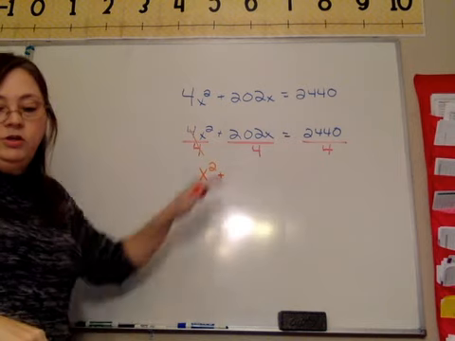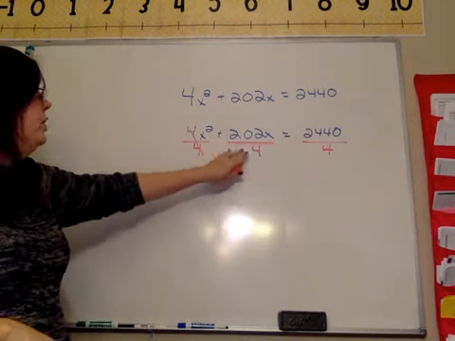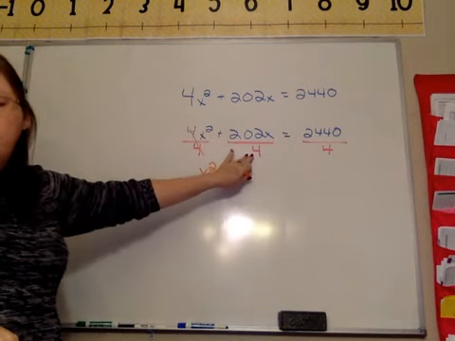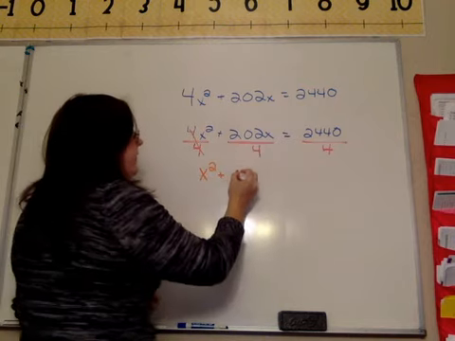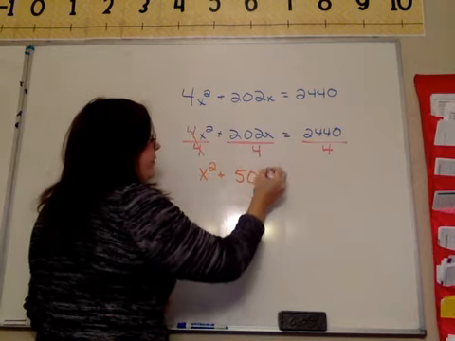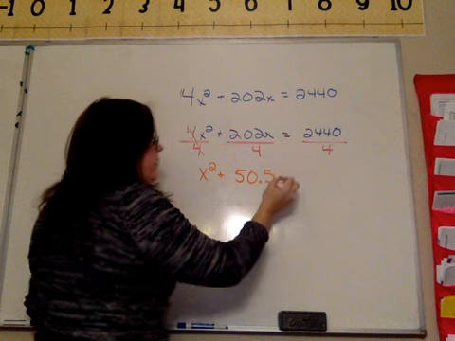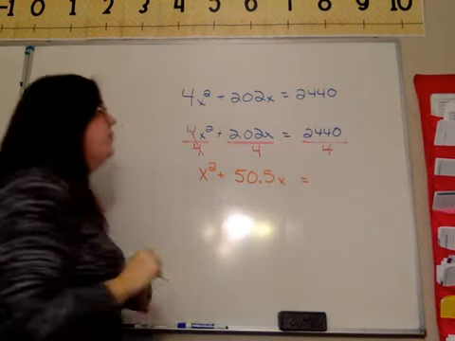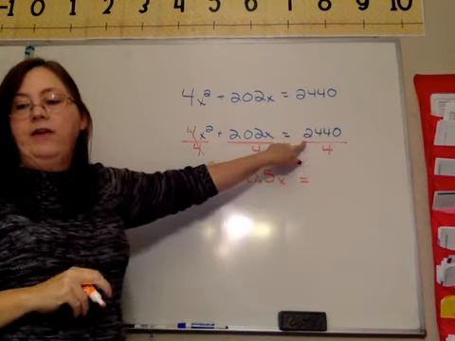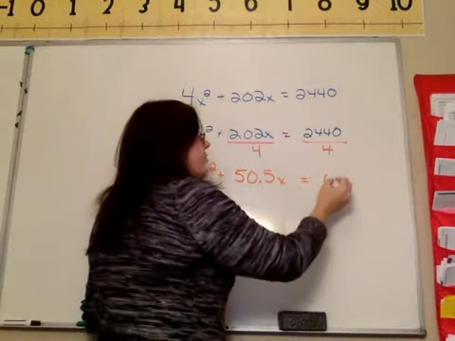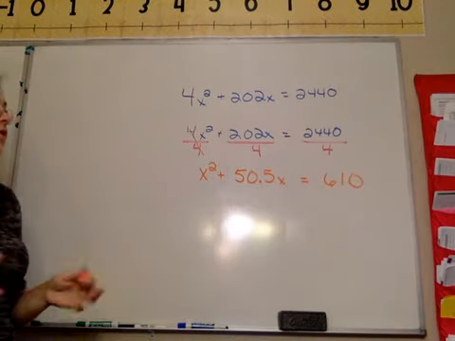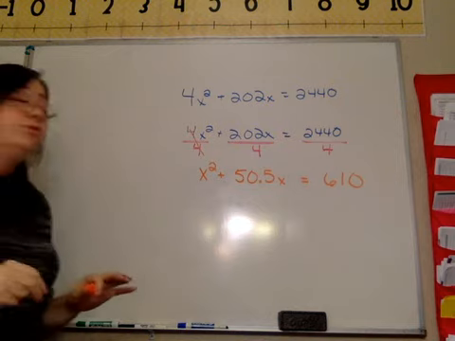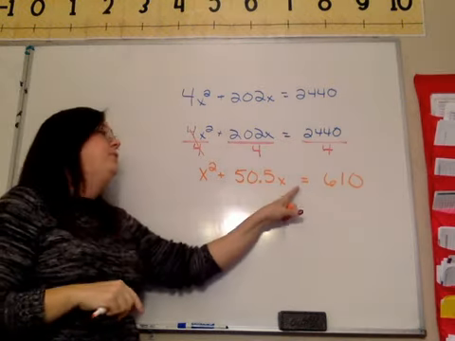When you do the math and you put 202 divided by 4, yes, you get a decimal. You're going to actually get 50.5. That's okay. No harm. And then on this side, when you divide that out, you're going to get 610. Now you're thinking, okay, we're down to some more reasonable numbers. You could still see if you move this over here.